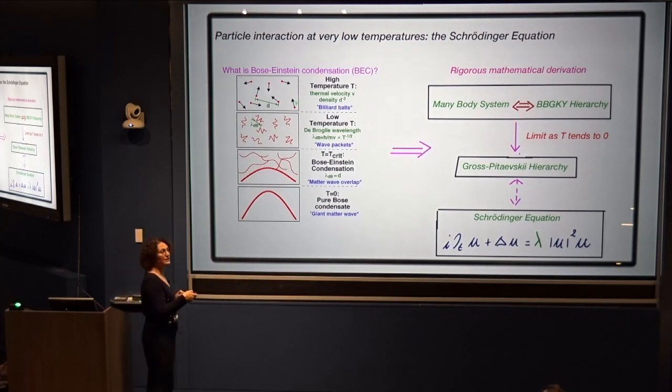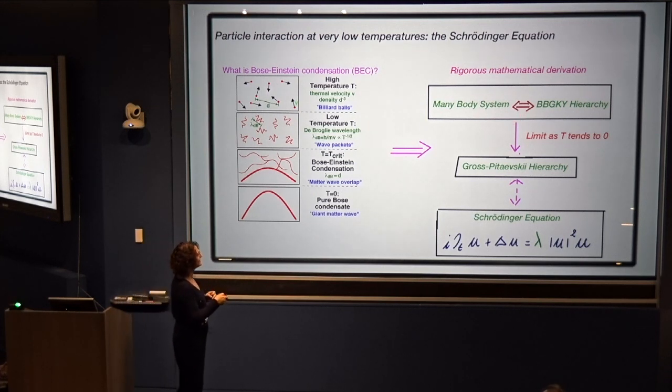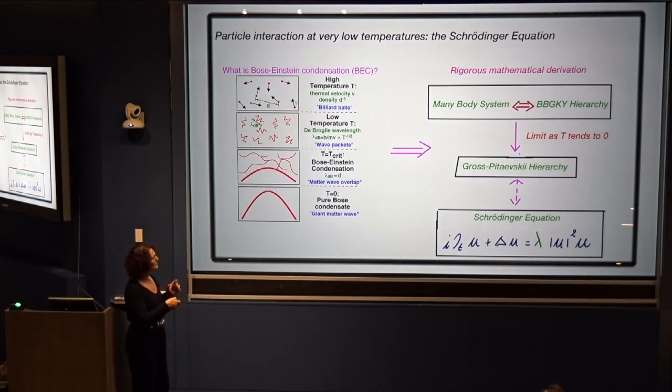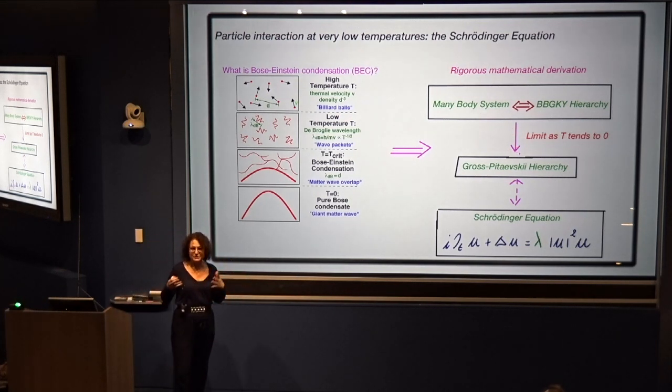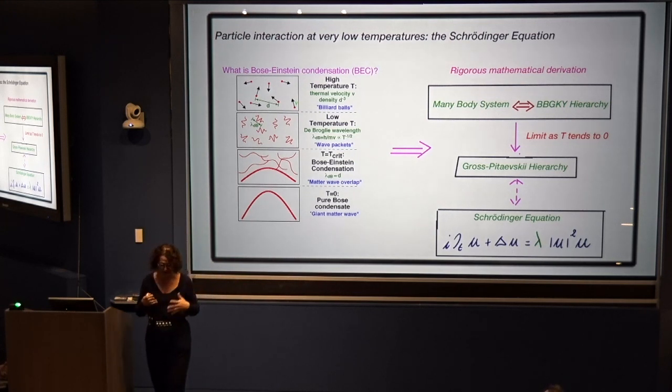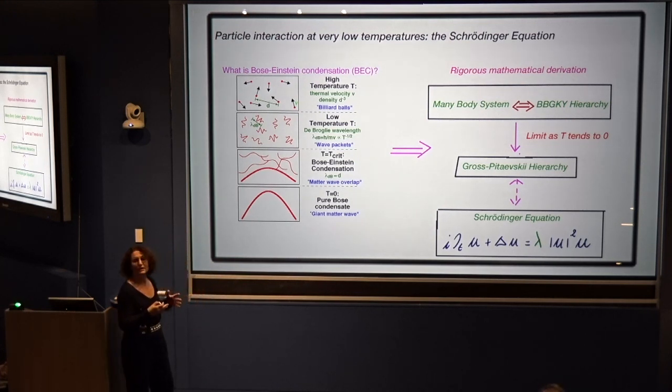The BBGKY are initials of scientists, and I don't remember the names now. And then what we do is take a limit as t goes to zero. But it's not as simple as that. Again, there are parameters that you have to consider. It depends in which way you take a limit. I'm not going to describe that part. But at some point, by taking the limit, you get the Gross-Pitaevskii hierarchy.